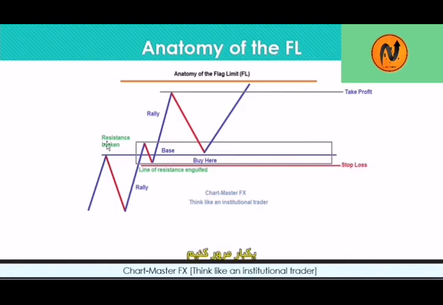Just a recap, we need a drop, base, a rally, base, drop. Once we have a rally, base, drop, you draw your resistance line. Once you draw your resistance line, you wait for the price to come to that resistance line, and it has to break it. Once we have a break in the resistance line, you wait for the price to drop.